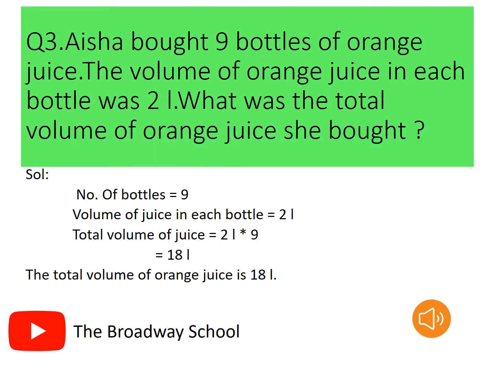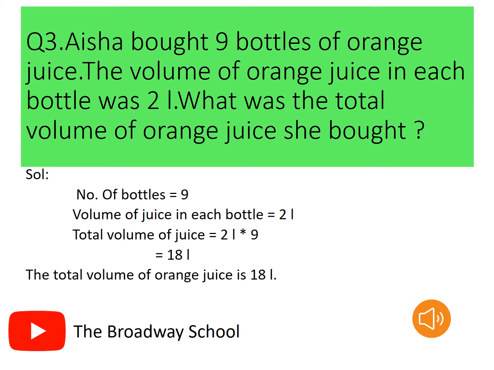Question number 3. Aisha bought 9 bottles of orange juice. The volume of orange juice in each bottle was 2 liters. What was the total volume of orange juice she bought? So here we know that number of bottles is equal to 9. The volume of orange juice in each bottle was 2 liters. We do not know what the total volume of orange juice she bought is. So what we will do, we will multiply it.